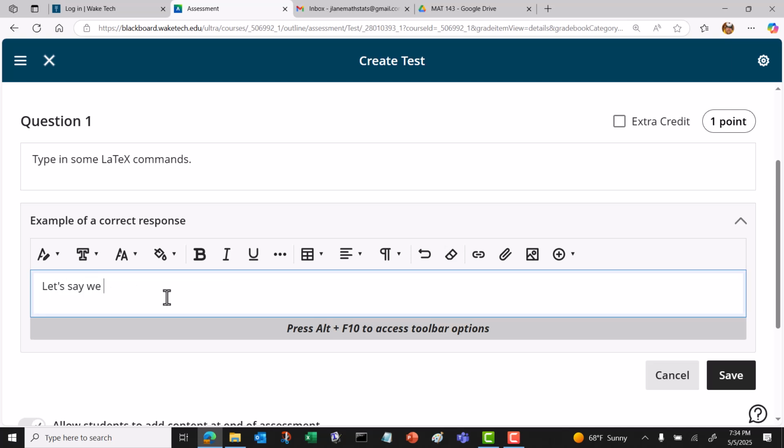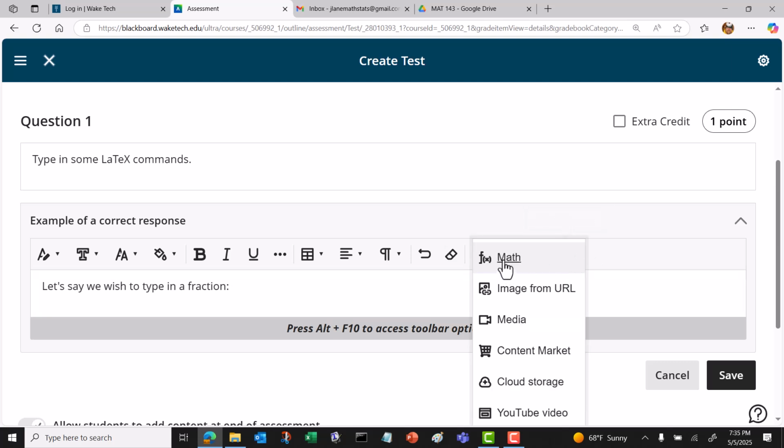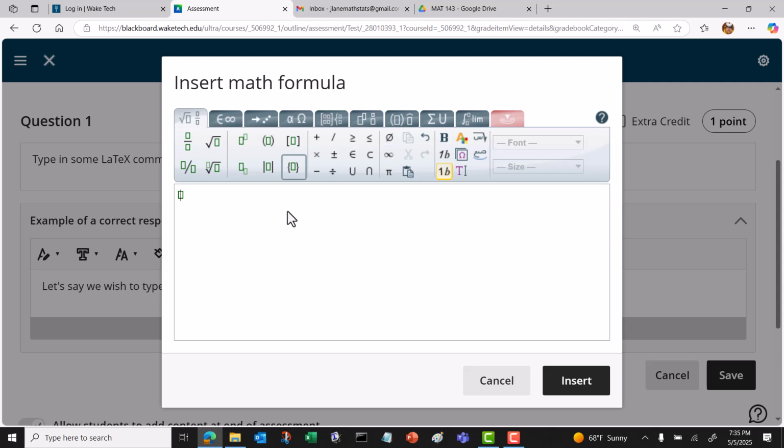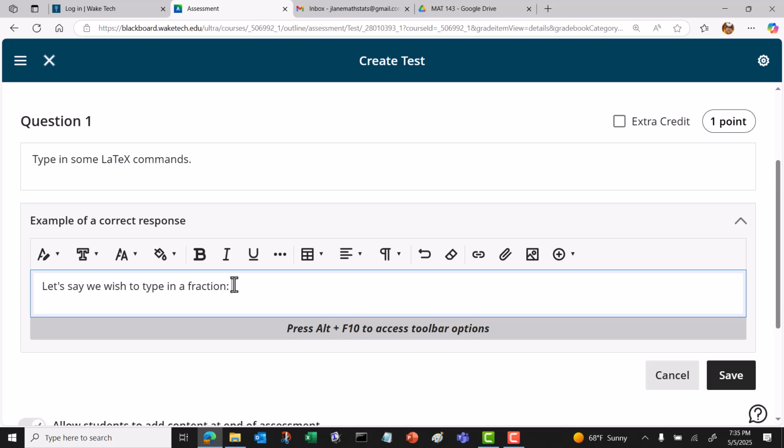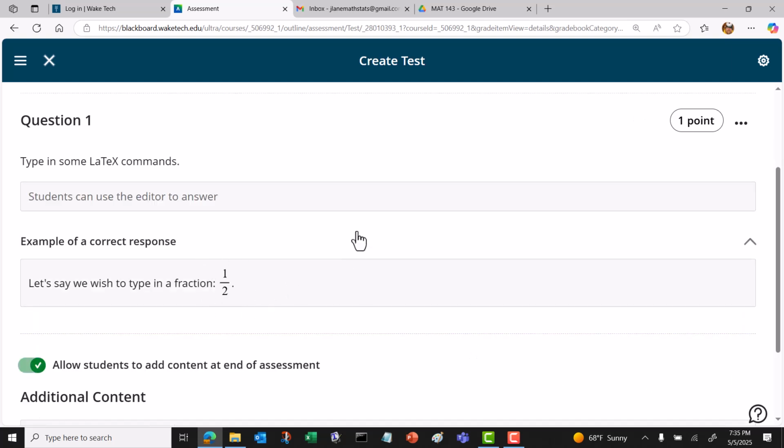So let's say we wish to type in a fraction. You can go under the Insert Content and the Math icon and use a structure similar to Microsoft Equation Editor, or you can type in $$ and \dfrac{1}{2}, and then close it off with two more $ signs. And if you hit Save, then you have a fraction. In this case, the fraction 1/2.